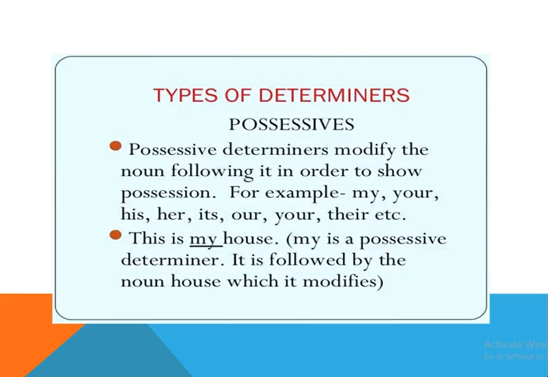Next type is possessive determiners. Possessive determiners modify the noun following it in order to show possession. Means these determiners show possessions or belongings. For example, my, your, his, her, its, our, your, their, etc. Example is this is my house. Means my is a possessive determiner which is followed by the noun, that is house, which it modifies.